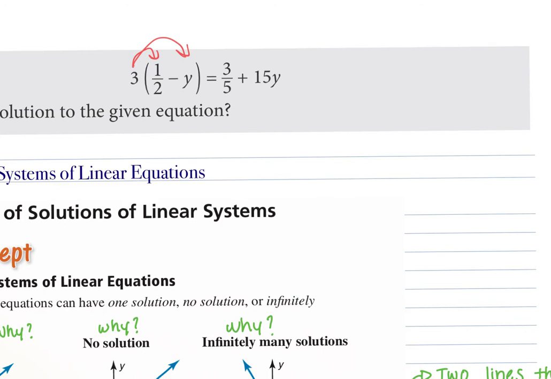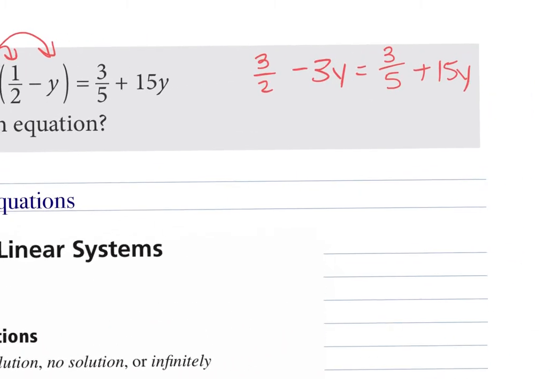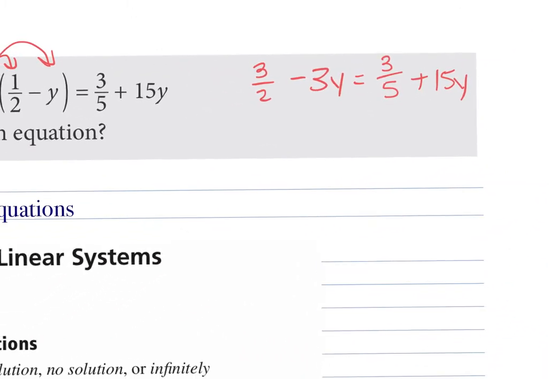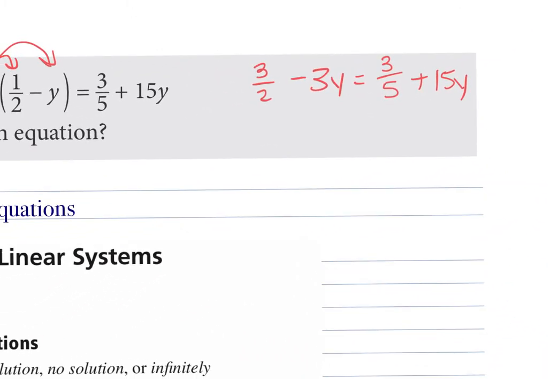Now when you distribute the 3, you're gonna get 3 over 2 minus 3y, because remember you're multiplying by both terms, and then the right side stays the same. So it's gonna be 3 over 5 plus 15y. Beautiful. So from here, you've got to recognize, okay, I see both the y's, so let's go ahead and move those to one side. I would add 3y to both sides, and then we're going to get 3 over 2 equals 3 over 5 plus now 18y, okay?